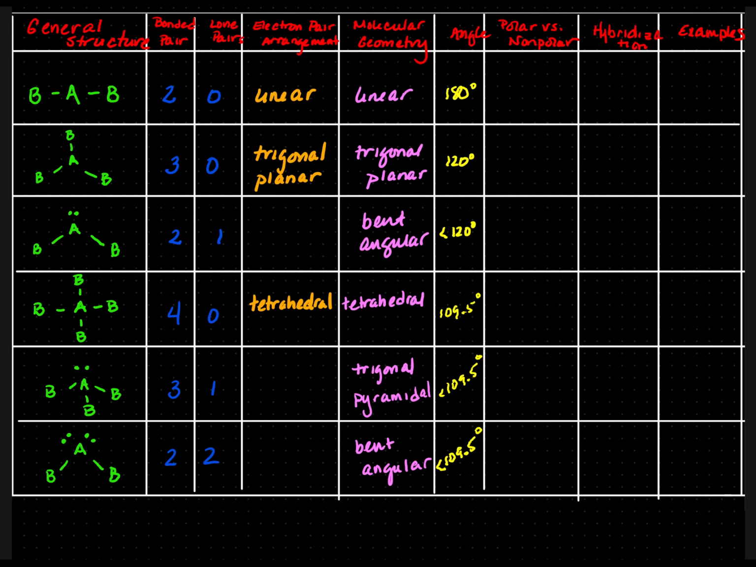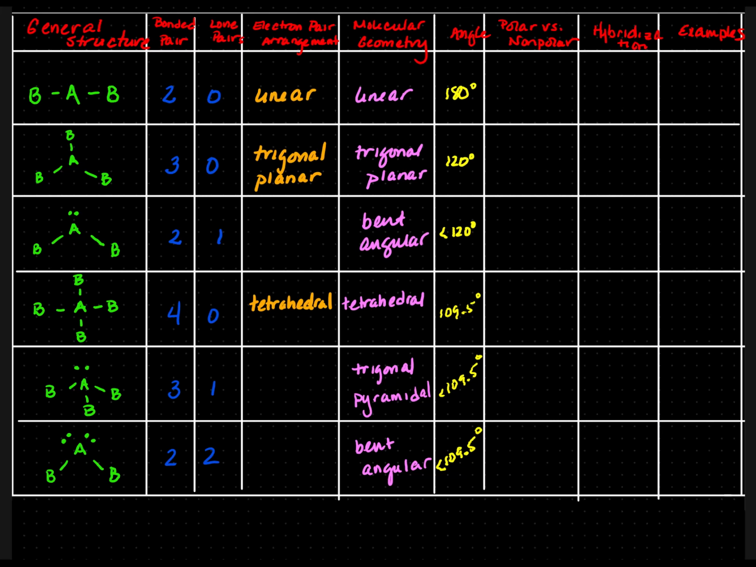If we have three bonded and zero lone, this is trigonal planar. Since there is no lone pair, the molecular geometry and the electron pair arrangement are the same. The angle between the bonded pairs is 120 degrees. If we have two bonded pairs and one lone, the structure will have a lone pair. Since electron pair arrangement does not account for electron-electron repulsion, 2 plus 1 is 3, so electron pair arrangement is still trigonal planar. The molecular geometry due to the lone pair will be called bent or angular, and the angle will be less than 120 because the lone pair will push the bonded pairs closer together.